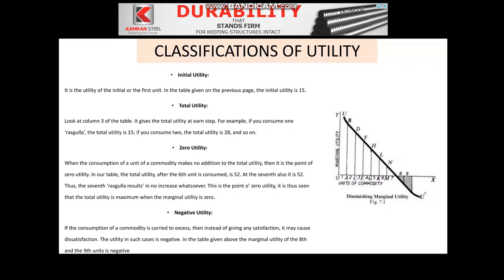Negative utility. If the consumption of a commodity is carried to excess, then instead of giving any satisfaction, it may cause dissatisfaction. The utility in such cases is negative. In the table given above, the marginal utility of the 8th and the ninth units is negative.